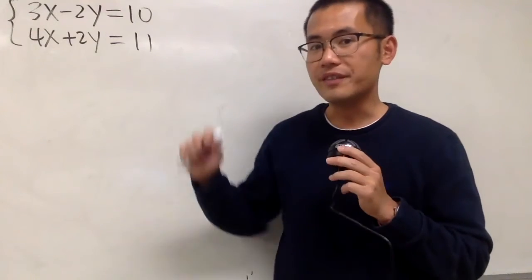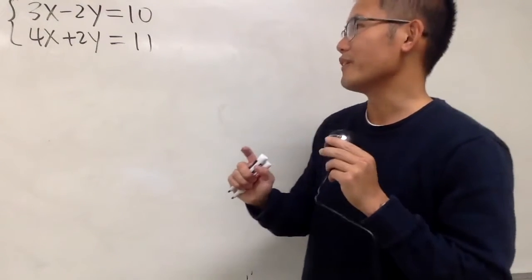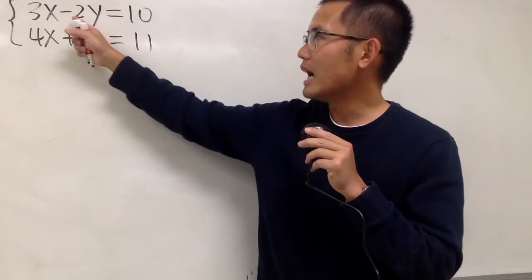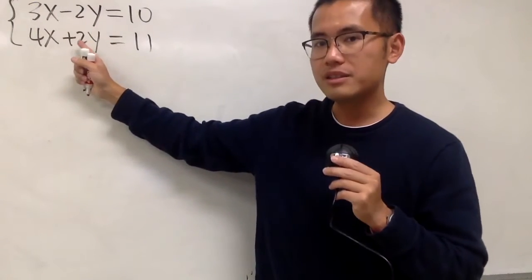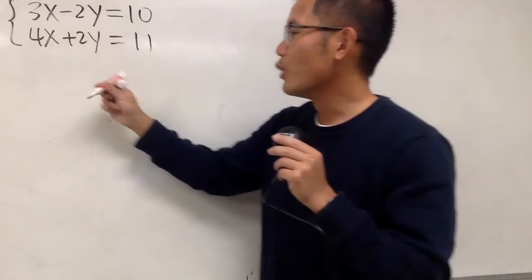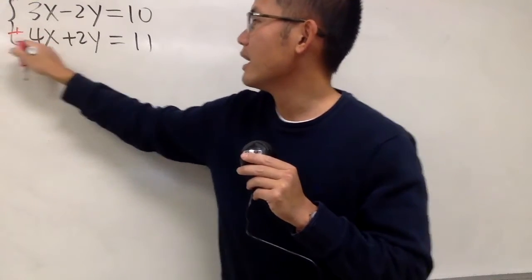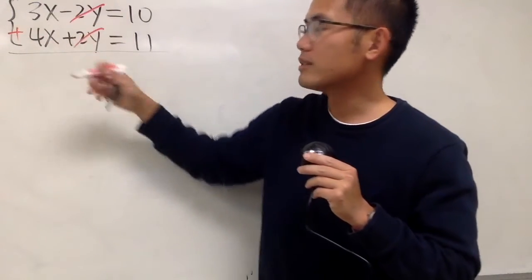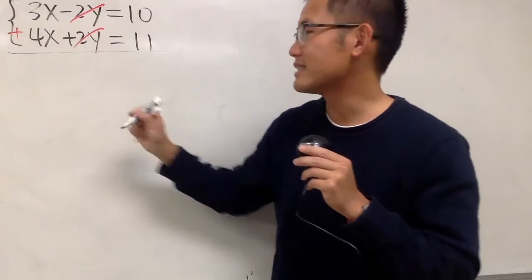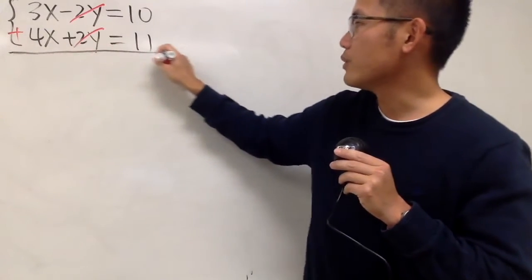Okay, we're going to solve this system of equations, and this is actually very convenient for us because here we have negative 2y, and this is positive 2y. So when we add these two equations, as we can see, this and that will cancel out right away, and that's very nice. And of course, we just have to continue.